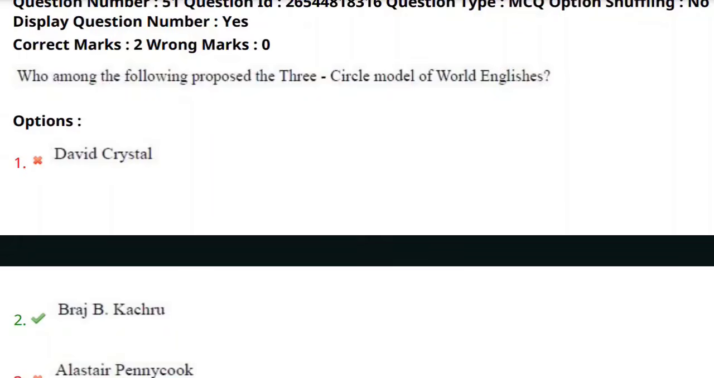Once again, I want to repeat that the inner circle includes countries like UK, USA, and Australia, where English is the primary language. The second circle is the outer circle, where English is the official language due to the colonial history, and the countries include India, Singapore, etc. When it comes to the expanding circle, English is learned as a foreign language, and the countries included are China and Japan. The correct answer here is the second option.